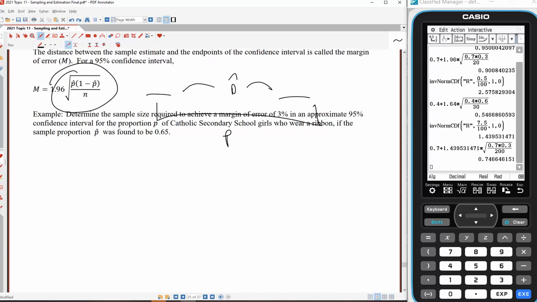So determine the sample size required to achieve a margin of error M equal to 0.3 in an approximate 95% confidence interval. So 95 was 1.96 above, times the square root of p hat, which is 0.65, over n, where n is the thing that we don't know. So what I would do is just chuck this into the calculator and solve for n.